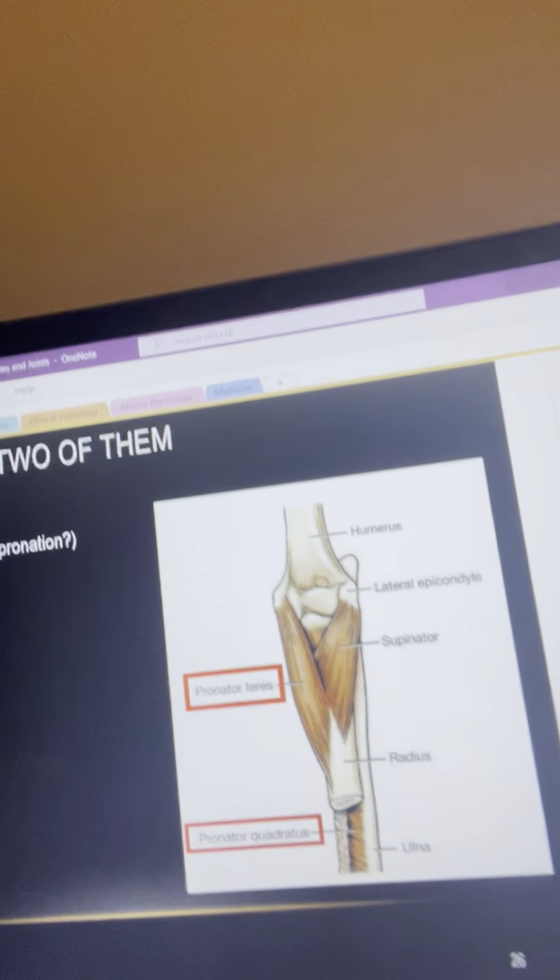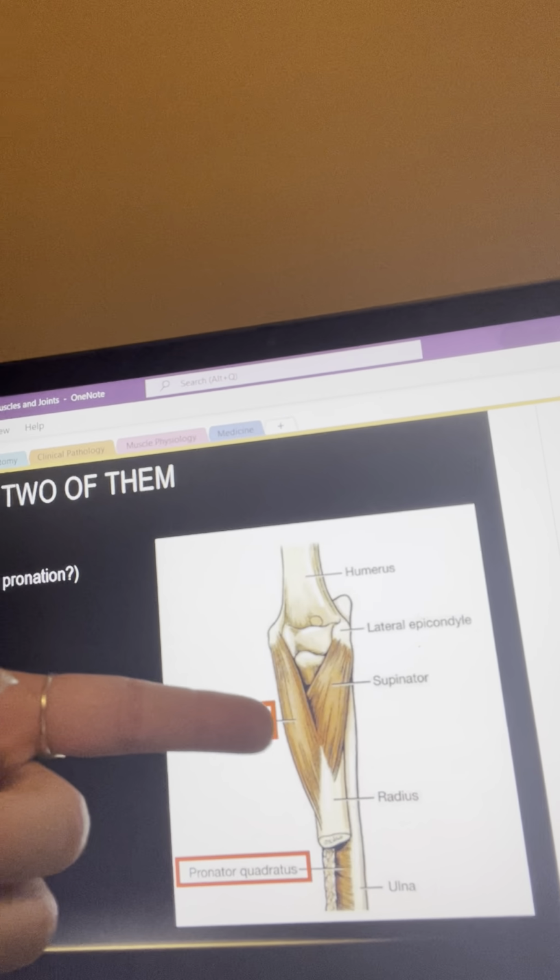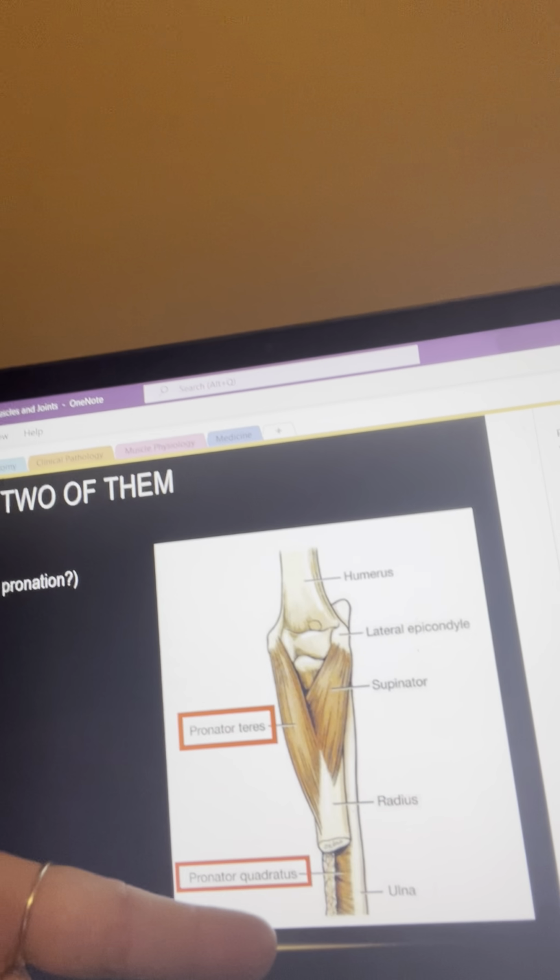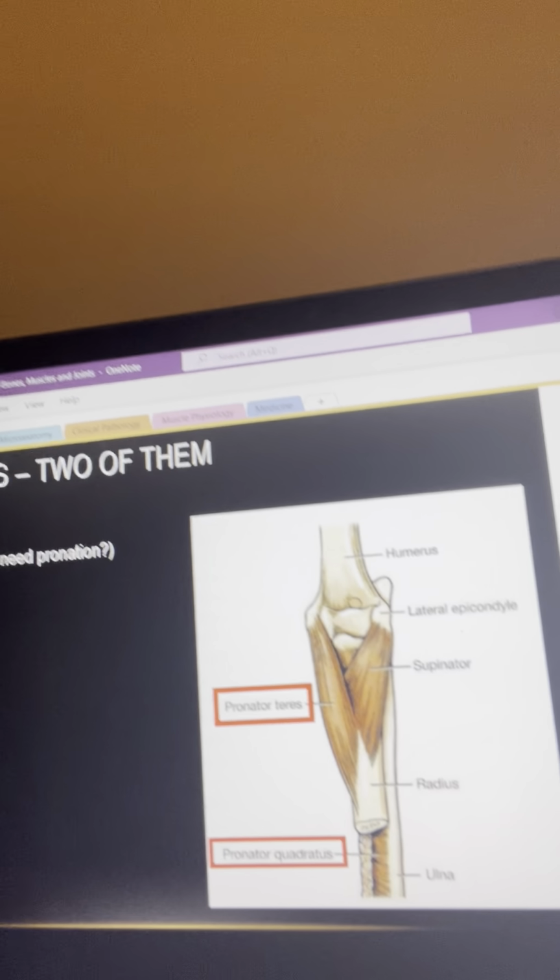Pronators, we have 2 of them. We have the pronator teres and the pronator quadratus. And those are next to our supinator, but above it. So here we have our pronator teres, and then here we have our pronator quadratus. The pronator teres is cranial, deep, and more medial with the carpal and digital flexors. Our pronator quadratus is caudal and very deep in the interosseous space.